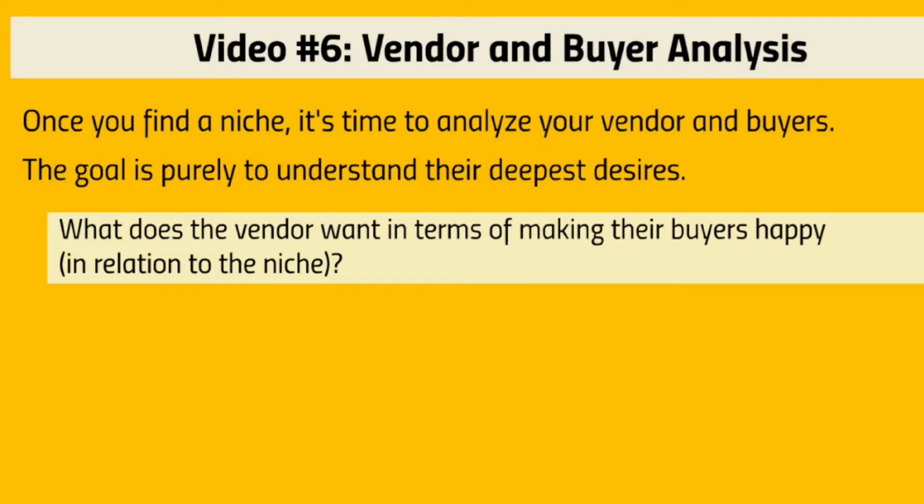So first question is, what does the vendor want in terms of why and what they want to do, how they want to do it, as far as making their buyers happy. So in other words, when a vendor sees something, they either think, well, this is something that my buyers definitely don't want, or this is something that my buyers really, really want, and I want to make a deal with another vendor and make a special deal for my buyers.